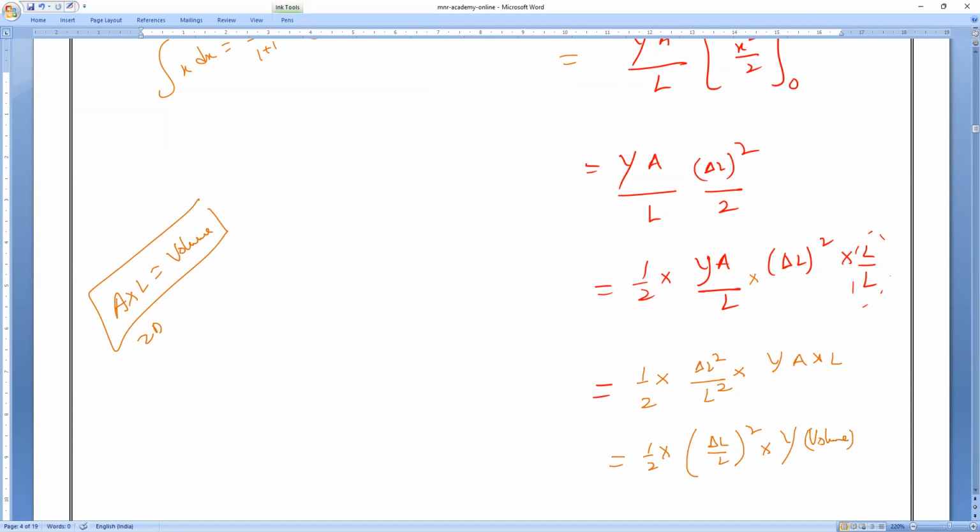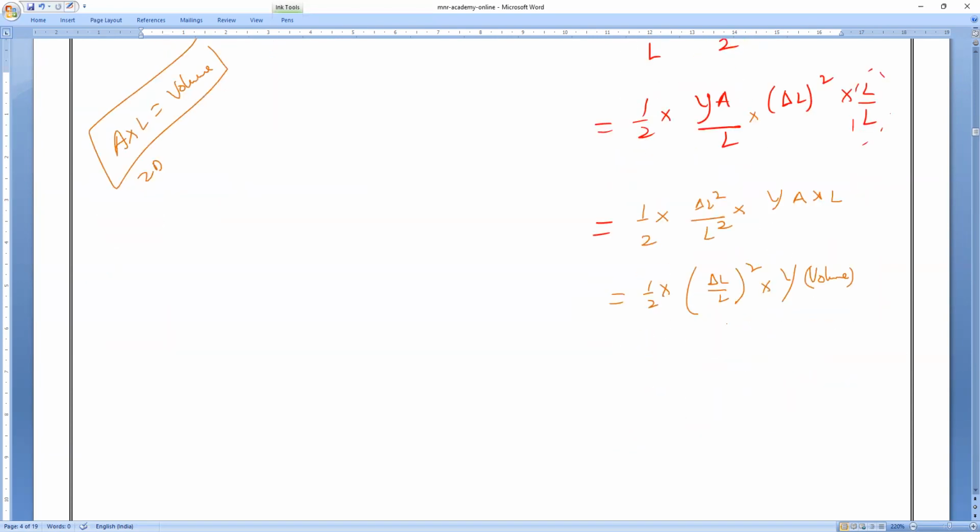Everyone understood till here? Please respond. Now, delta L by L is called something. Can you tell me what delta L by L is? Delta L by L is called the strain. So it equals half into strain whole square into Young's modulus into volume. This is what you have to remember. Now, this strain square I can write as 1 by 2 into volume, writing strain as two things: strain into Young's modulus into strain.